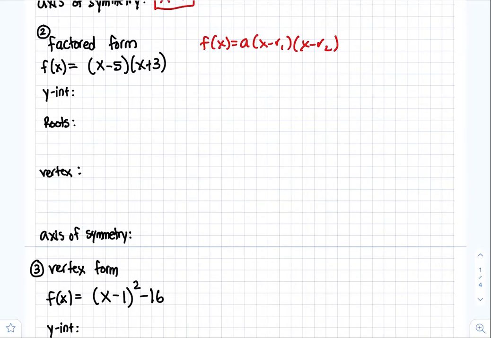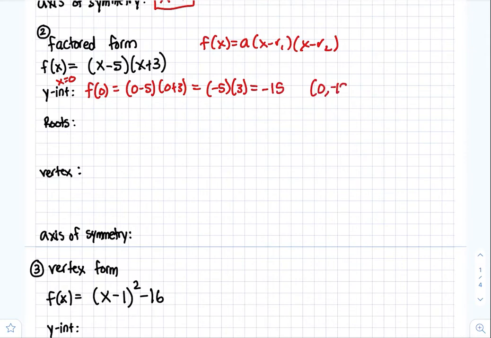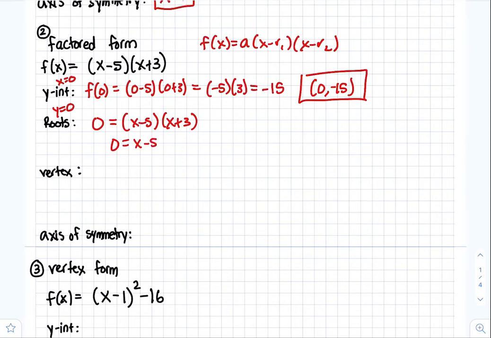So let's solve for the y-intercept, which is where x is equal to 0. So f of 0 is equal to 0 minus 5 times 0 plus 3, which is negative 5 times 3, which is negative 15. So our y-intercept, you guys, is 0 comma negative 15. Okay, our roots is where y is equal to 0, which is when f of x is equal to 0. So 0 equals x minus 5 and x plus 3. So since it's already in factored form, we can just solve for x by setting 0 equal to both our linear factors.